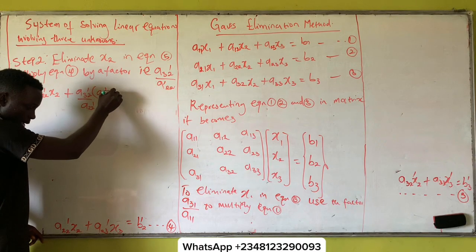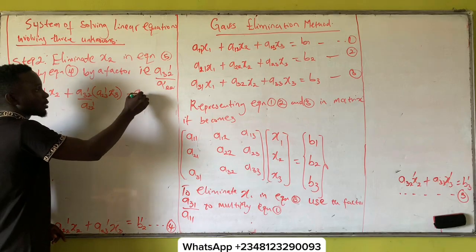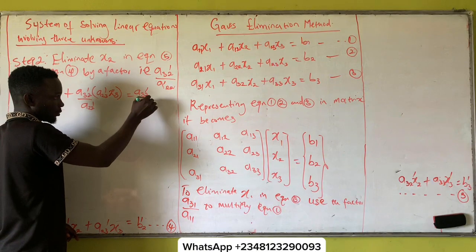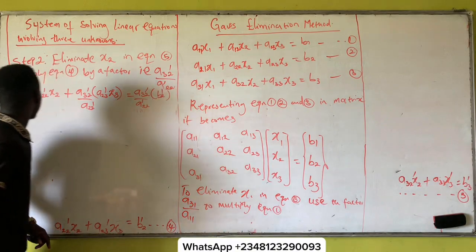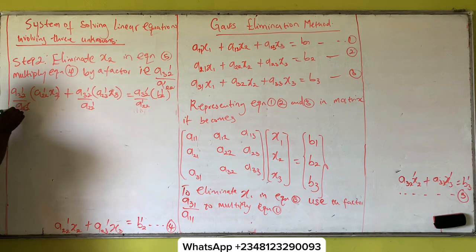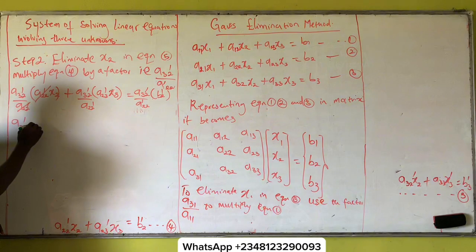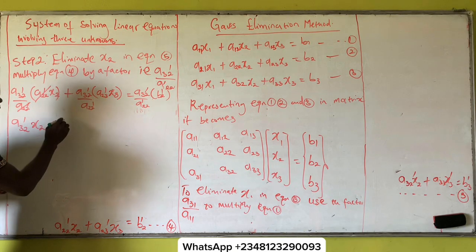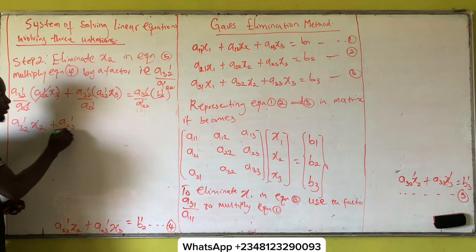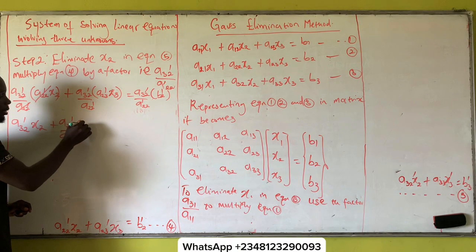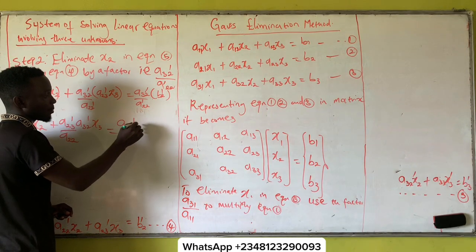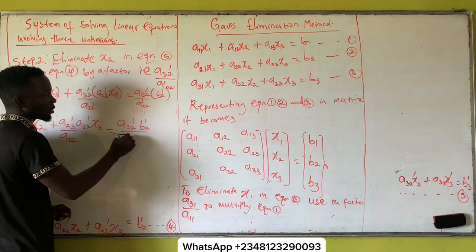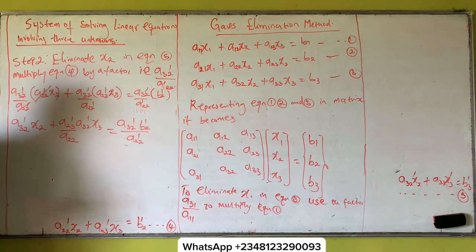A23 prime x3 equal to A32 prime all over A22 prime multiplied by B2 prime. We are going to have this. So from here now, A22 prime, cancel out A22 prime here. We are going to have A32 prime x2 plus this multiply. We are going to have A23 prime over A22 prime, A32 prime x3 equal to A32 prime B2 prime all over what? A22 prime. So we are going to have this.